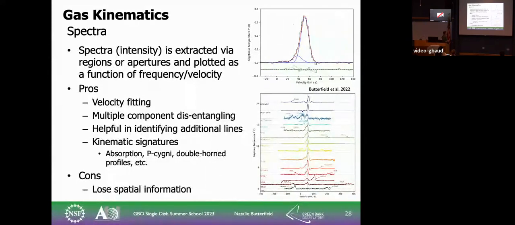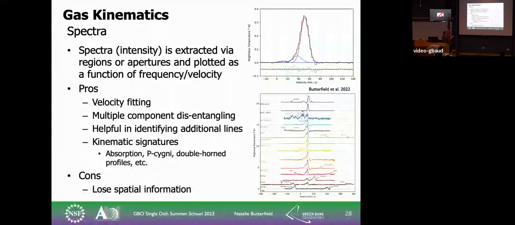It's also helpful in identifying additional lines. With the sensitivity of the GBT, there could be numerous additional lines in your spectrum, especially if you're looking at a spectral cloud that maybe has a lot of different types of molecules. You can have dozens of additional lines in your spectrum.